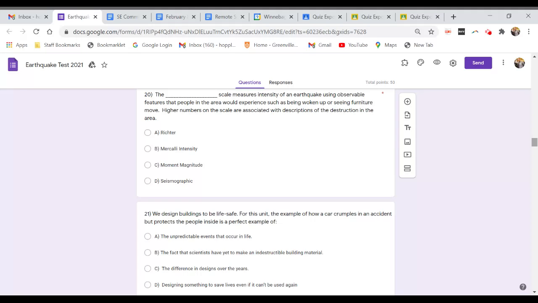Question 20. This scale measures intensity of an earthquake using observable features that people in the area would experience, such as being woken up or seeing furniture move. Higher numbers on the scale are associated with descriptions of the destruction in the area. Is that the Richter scale, the Mercalli intensity scale, the moment magnitude scale, or the seismographic scale?